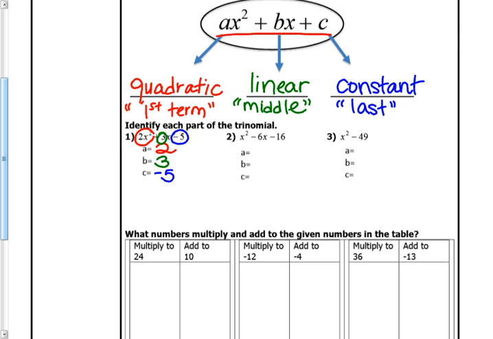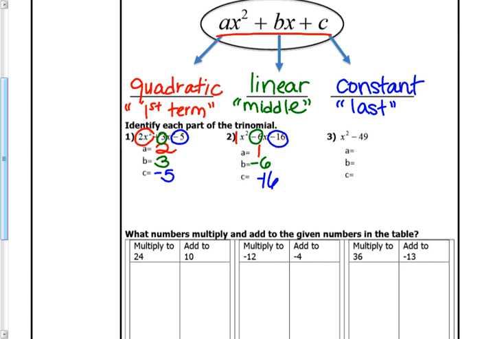For number 2, my quadratic term, or my first term, my a, there is no coefficient there. Typically we're used to seeing a coefficient, but if there's not, then technically there's that invisible 1 that likes to pop up. So my quadratic term would be 1. My middle term, or my linear term, would be negative 6, because we always have to take that sign in front. And then my constant would be negative 16.